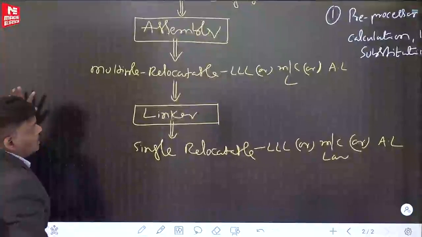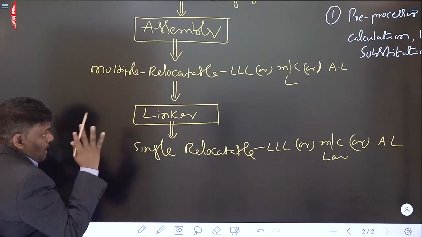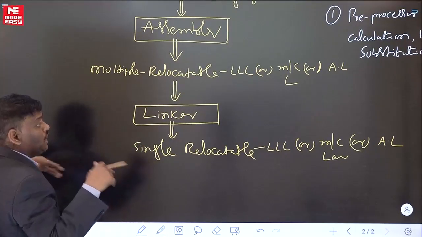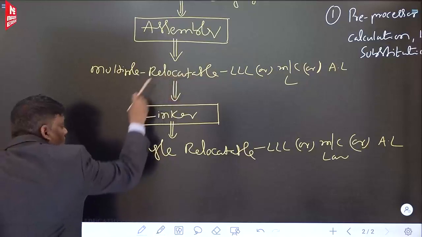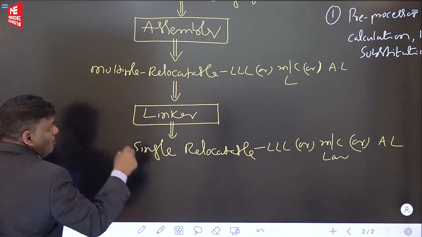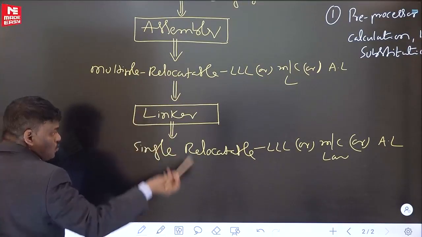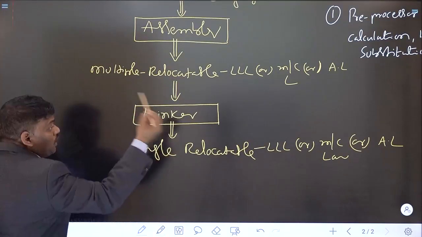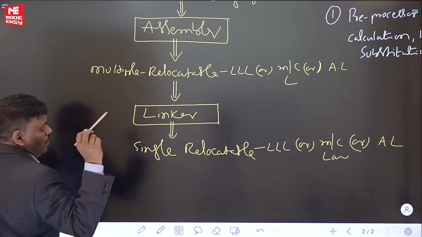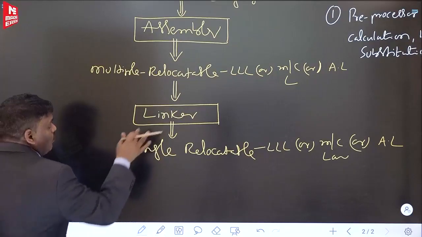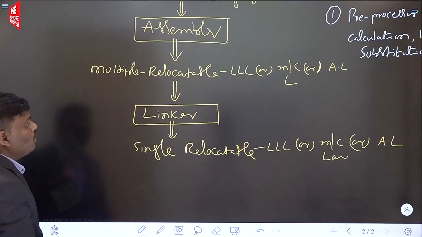But when you give them to the linker, suppose there are 100. Out of those 100, only 99 are necessary. Only those 99 will be made into a single relocatable file. You know very well which are associated, which are not, who is necessary while running and who is not. Whichever are necessary while running, you will make as a single file. That is the linker.